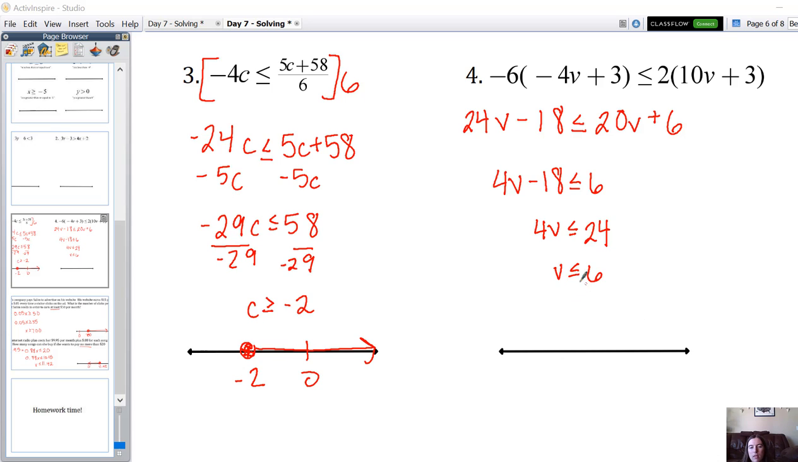Finally, we can graph this on our number line. So we've got 0 and 6. V is less than or equal to 6. So at 6, we're going to put that filled in circle. And we want everything that is less than or equal to that value of 6. And we're done.